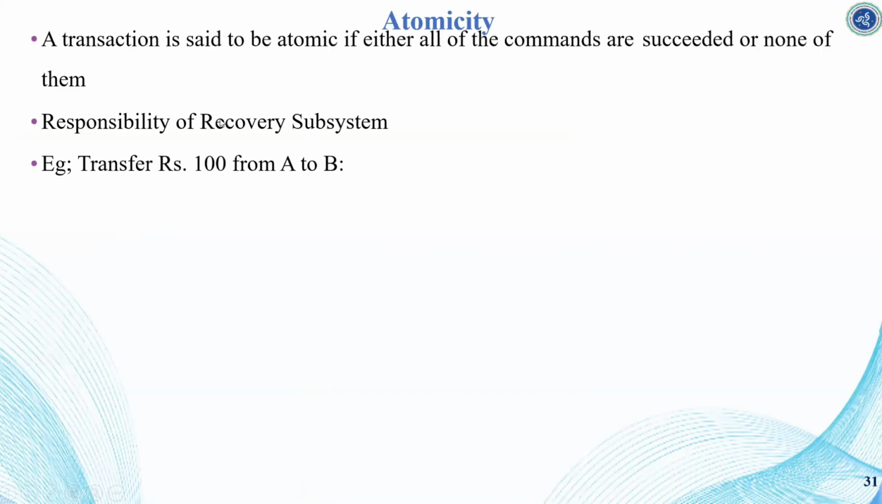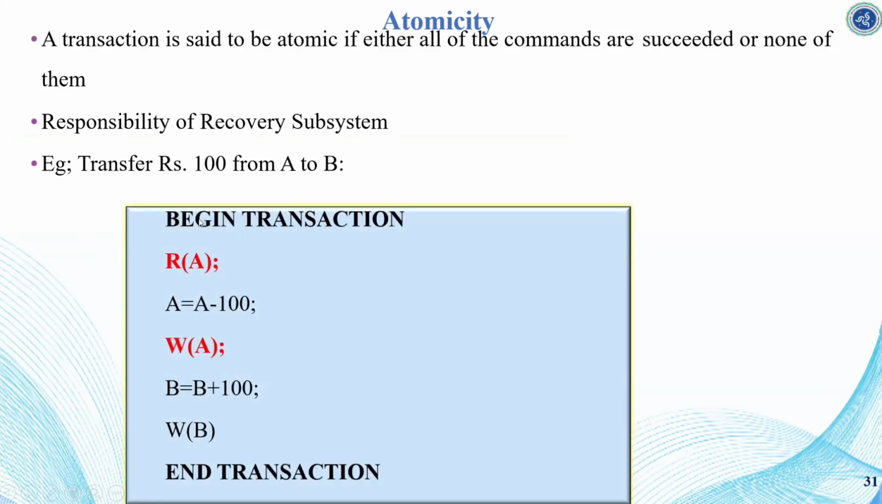So coming to the first one in detail, atomicity. Atomicity means the transaction should be atomic, either all the commands succeed or none of them. So again, it is the responsibility of the recovery subsystem to maintain the atomicity. We can consider an example. We have to transfer 100 rupees from A to B. So here, begin transaction, read a transaction. These are different processes in the transaction. Either every process in this transaction has to be done or none of them. So either execute all commands or no commands at all.